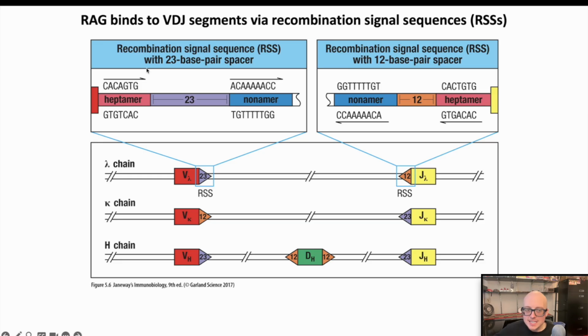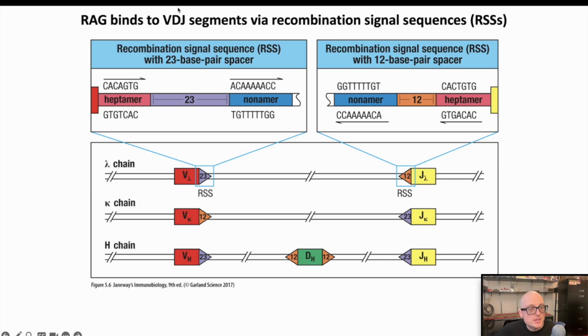And what's key here is that the heptamer and the nonamer are conserved sequences, meaning that every recombination signal sequence has this exact heptamer, CACAGTG, and the complementary sequence, and so on for the nonamer, this exact sequence on both sides. That's important. You need a conserved sequence because that is the part that RAG actually recognizes so that it can bind. That's how it knows that it's at the end of a V segment in this example, and where it is going to bind there.